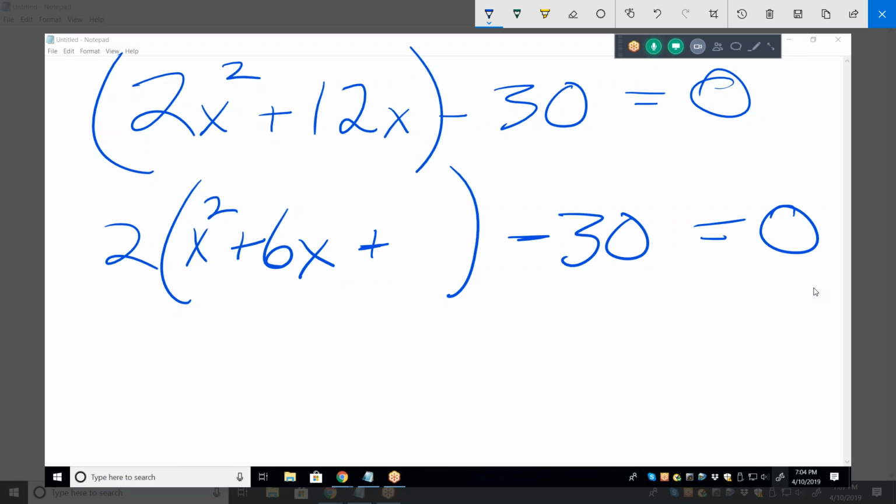Now, the moment I do that, how much did I add to the left side of the equation? 9 times 2, or 18. So, since I added 18, I got to subtract 18. Now it's perfectly balanced. In other words, now this is the same as what I started with. Now what?